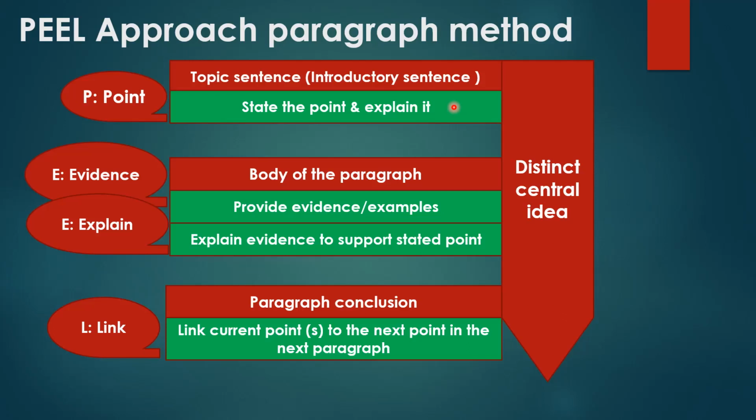Then the next E is to explain the evidence. You must explain the example and provide a narrative that confirms that the evidence supports the point. So you explain how that evidence supports the point. Sometimes you also use examples to further explain how the evidence supports the point.